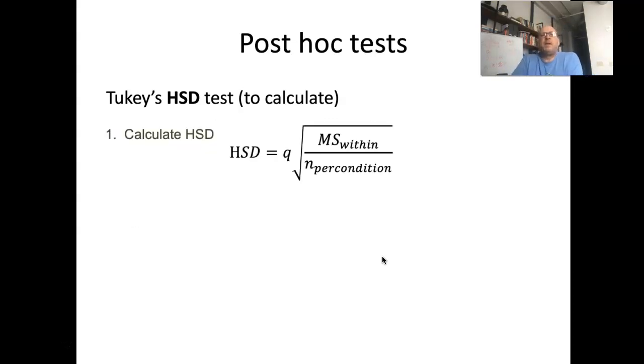Okay, so here's how you do Tukey's test. The first thing you need to do is calculate HSD. HSD is a straightforward formula. It's Q, the mean squared within, and the n per condition.